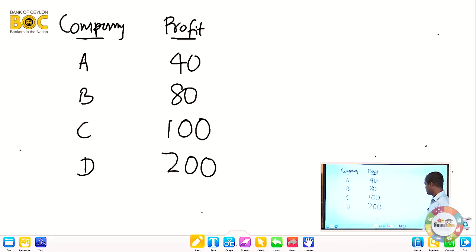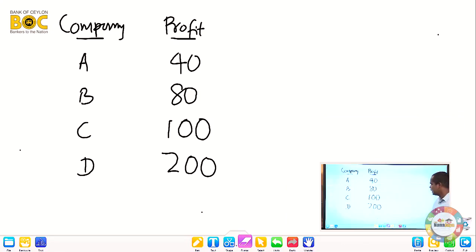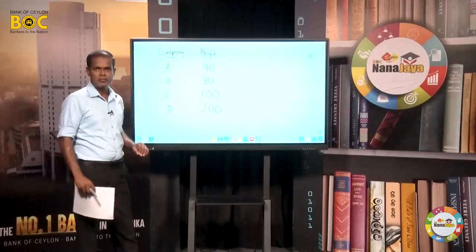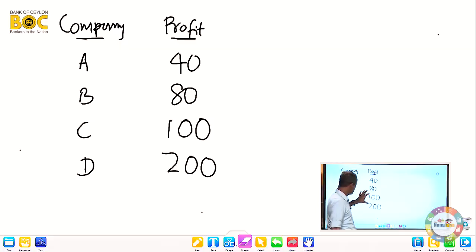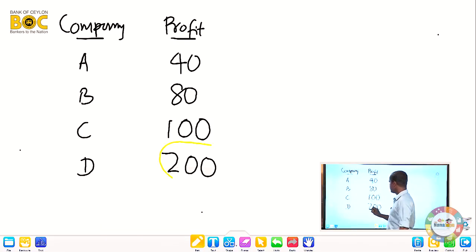If he looks at these profit details, he will decide on company D. Why? It has the highest profit compared to the other three companies. Company A 40 million profit, company B 80, company C 100 and company D 200 million profit. Now your selection is to invest your money in company D, because it has generated the highest amount of profit.